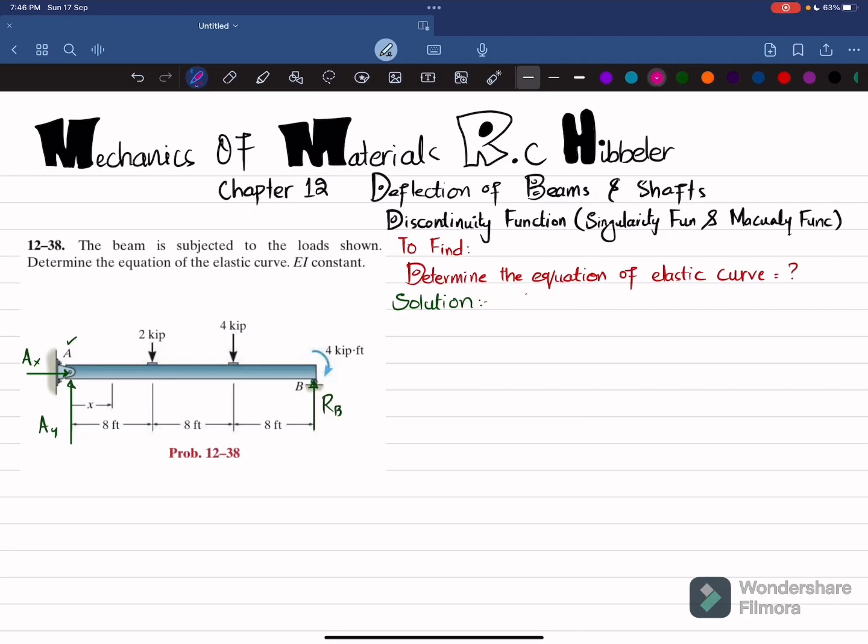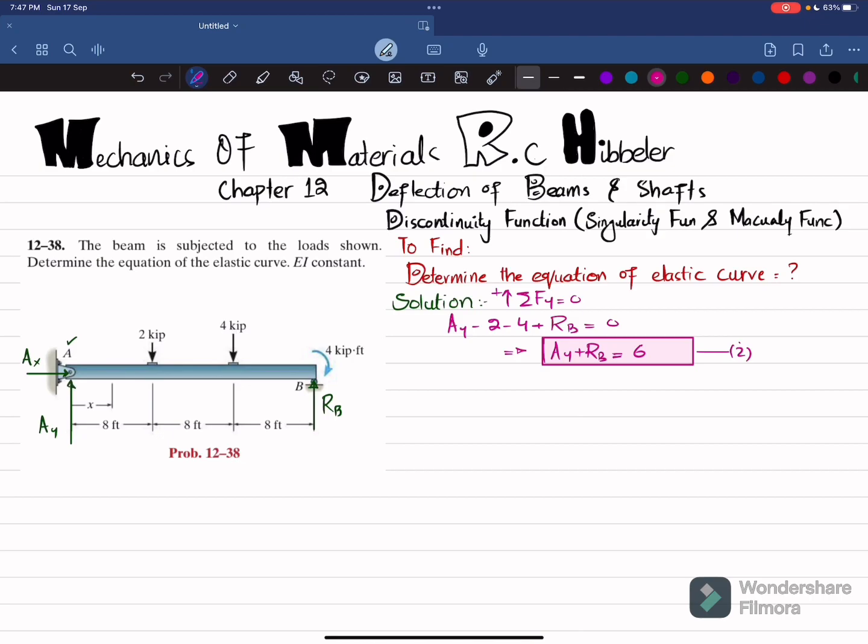The first equation of equilibrium is that the sum of all forces along the y direction must be equal to 0, with upward force taken as positive. You can see that one force is upward, the second is downward, the third is downward, and the fourth one is upward. Their sum must be equal to 0. So I will write AY plus minus 2 minus 4 plus RB is equal to 0. So from here you will get AY plus RB equal to 6. This is your equation number 1.